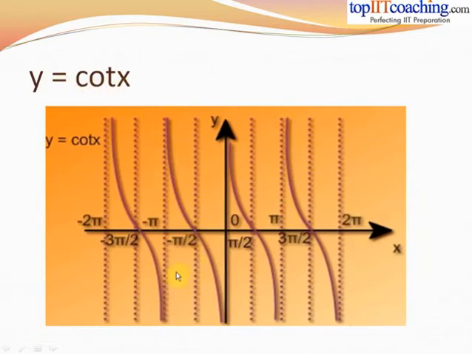Now the domain is R minus nπ. So at the points π, 2π, 3π, we see that it tends to infinity. So these points are excluded from the domain of cot x. Thus the domain is R minus nπ, and the range is R because it takes all the values from -infinity to infinity.